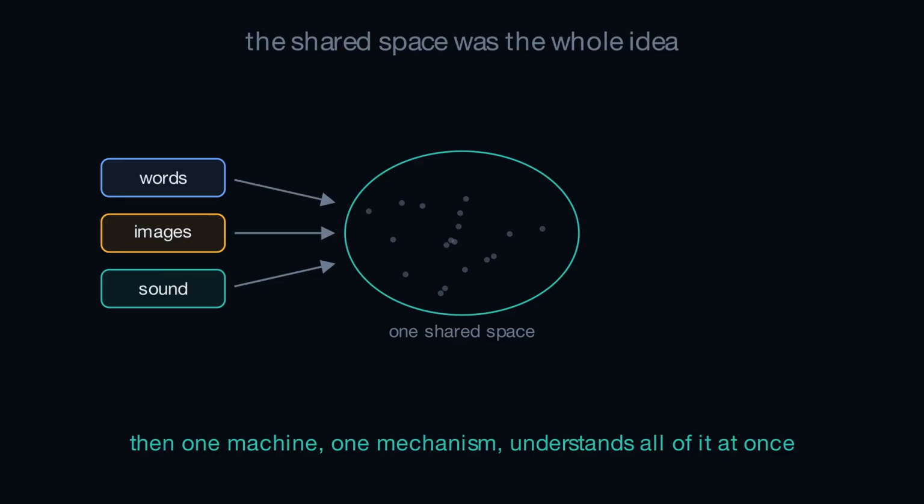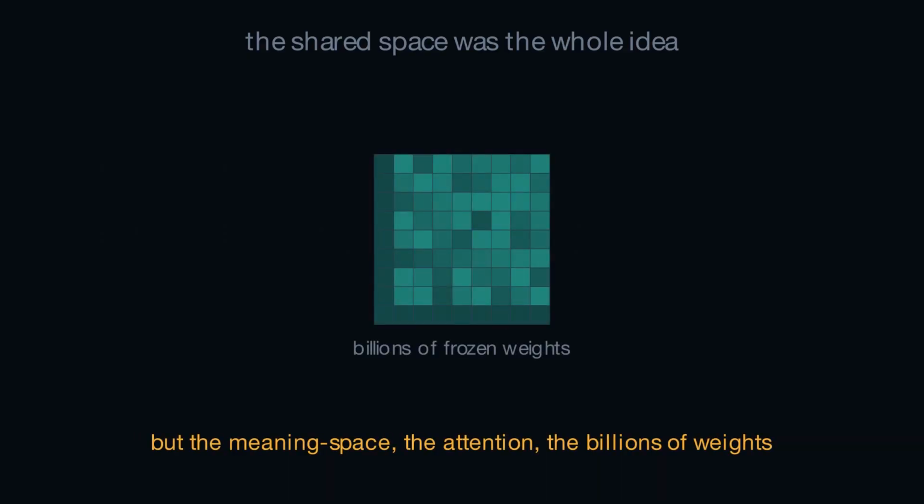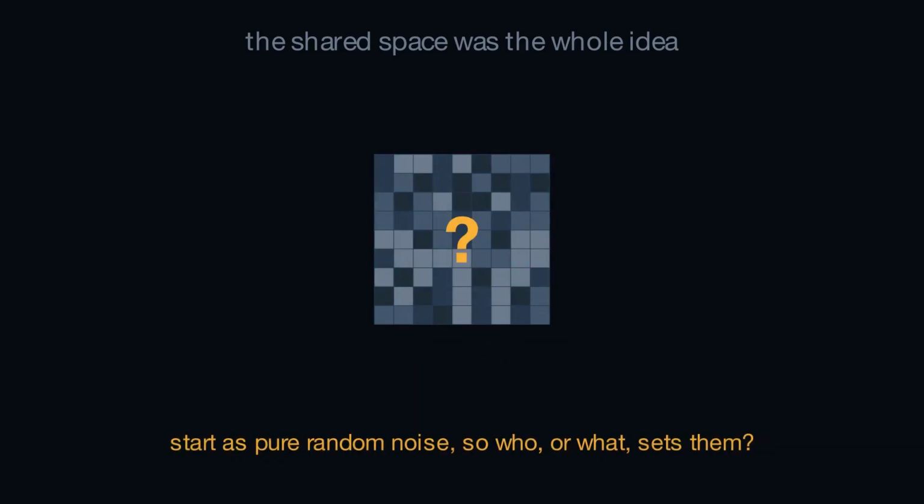But every single thing we have described, the meaning space, the attention patterns, the billions of frozen weights that pull all of this off, rests on one question we have kept postponing. Those numbers start as pure random noise. Who or what sets them? Next time we finally watch random noise teach itself to model the world. That is pre-training.